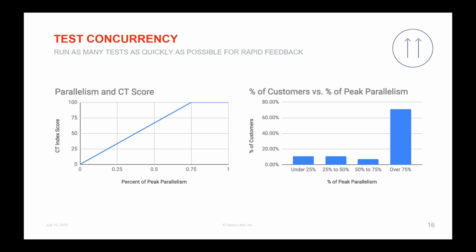And this is another component where lots of our customers succeed at doing this. It's about 75% of our customers hit that 75% of their grid size in parallelism. So next slide.